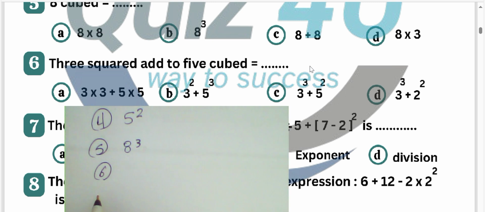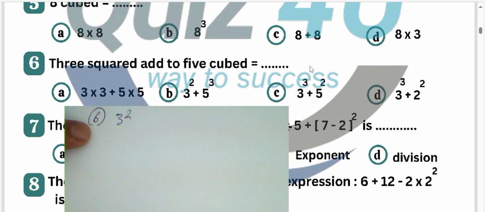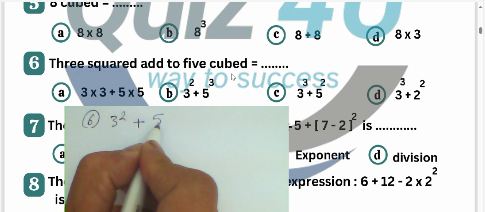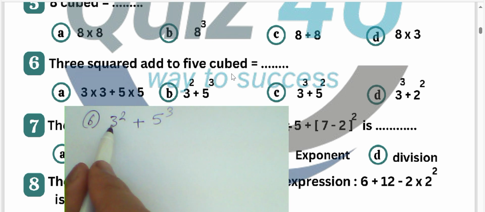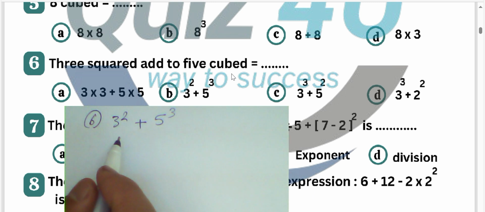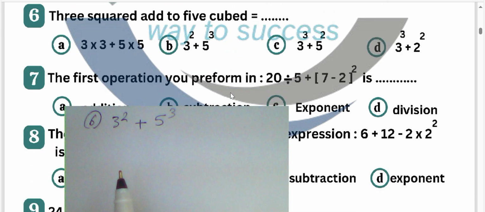Question number 6. 3 squared added to 5 cubed. Squared here means power 2. Added to means plus. 3 squared, it's 3 power 2, added to 5 cubed, 5 power 3. Again, 3 squared, 3 power 2, added to 5 cubed. Choose the result: letter B.